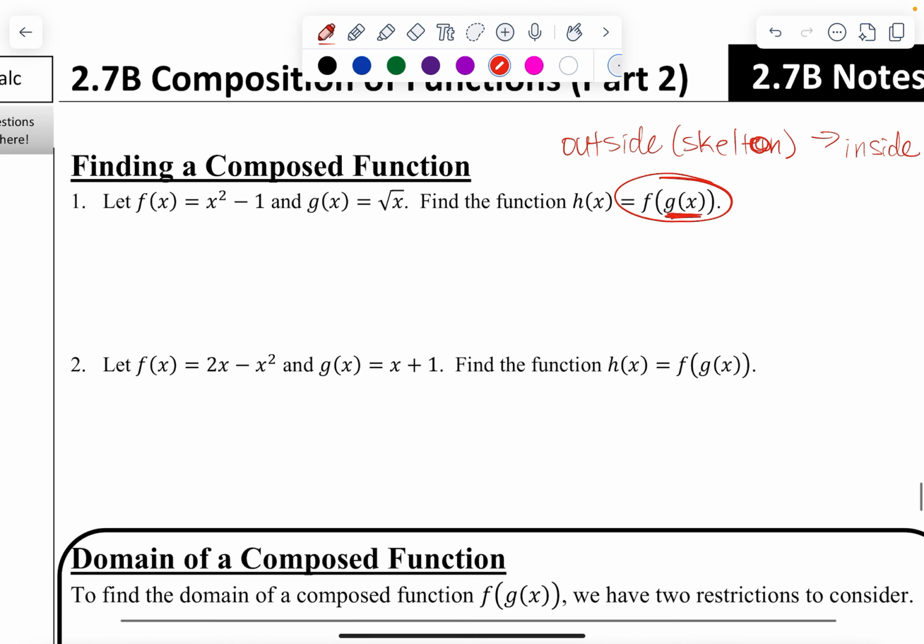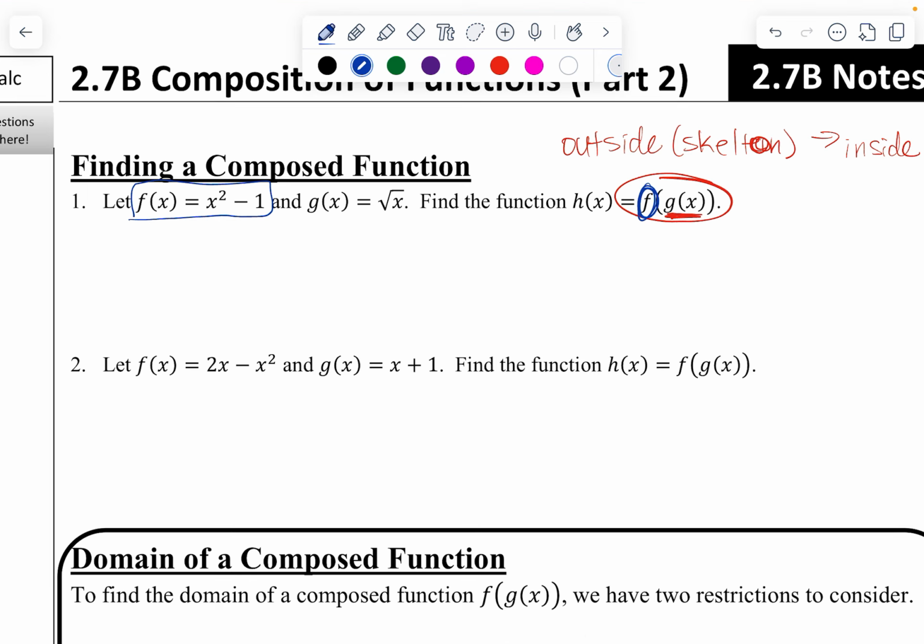We know that the outside function here is f. So here's my outside function. Instead of x, you're going to use parentheses. So instead of x, we're going to use parentheses on this outside function: the root of parentheses minus 1. That's our skeleton function. And then the inside function is g of x here, and that's what's going to fill every parentheses. So this is our f of g of x.